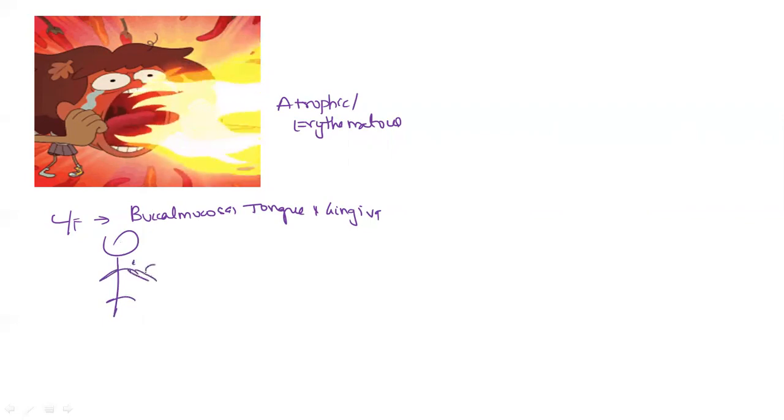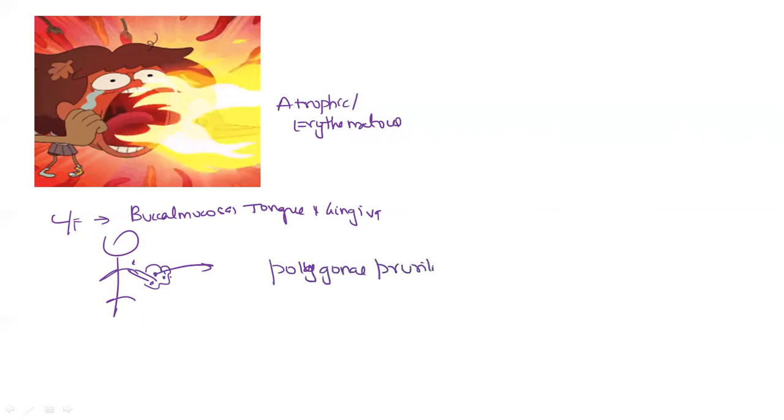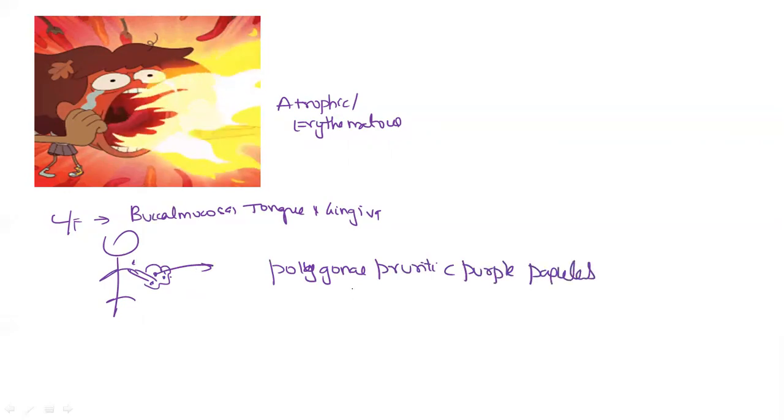So if you see it on skin, then it is also called as polygonal pruritic purple papules. So it's 4 P's, polygonal pruritic purple papules. All right.